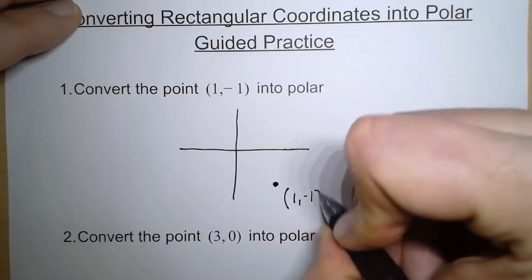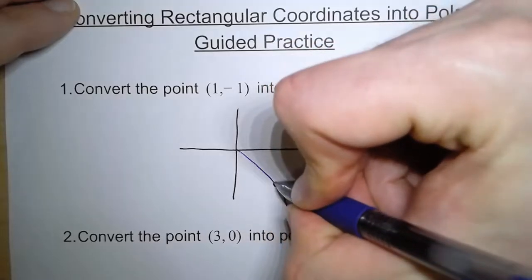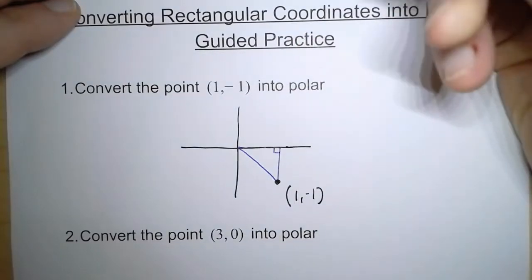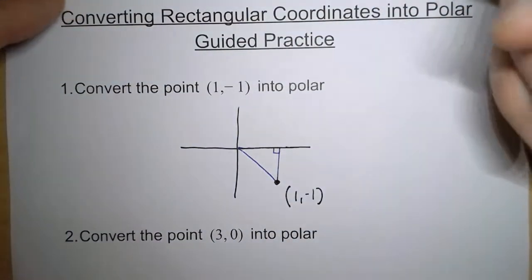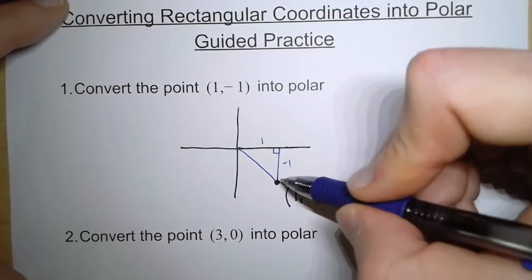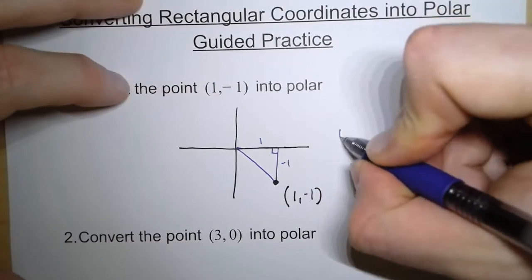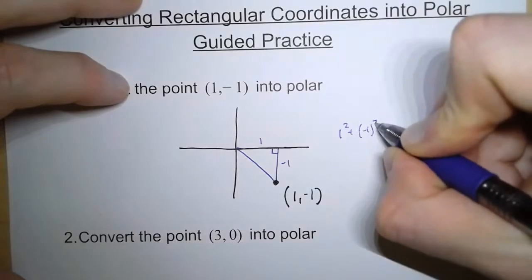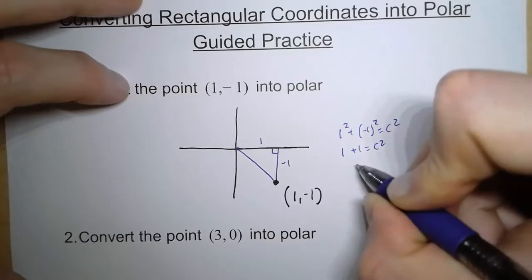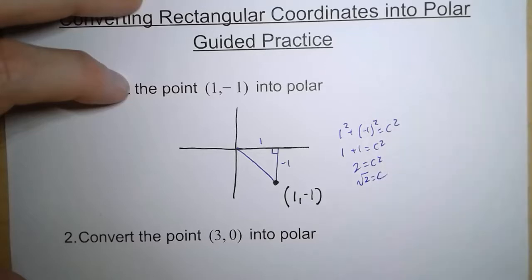(1, -1). Now one way I often tell people to think about this is to draw a right triangle, because the x and y coordinates are like two sides of a right triangle. This side is 1 and this side is -1 because it's down below. So the question is, what is the hypotenuse? Well, 1 squared plus (-1) squared equals c squared. So that's 1 plus 1 equals c squared, so 2 equals c squared, so radical 2 equals c.